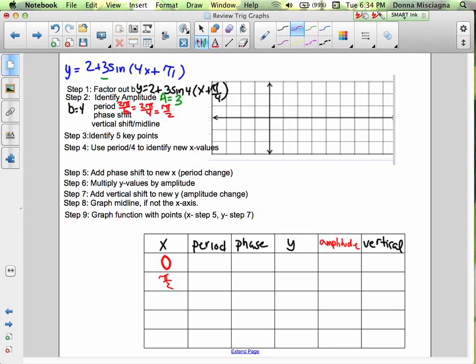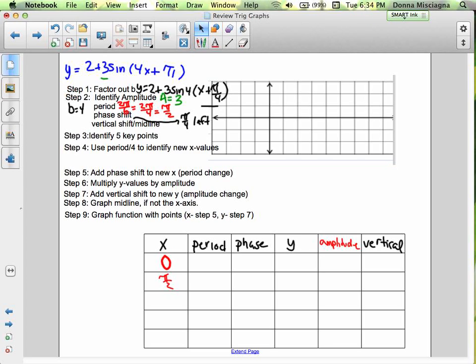All right, now I want to identify the phase shift. So now the phase shift is what's added to x. It's right in the parentheses there. If you have no parentheses, you have no phase shift. Remember that there's a negative in the equation, so it's x minus c. So if we see a plus, it's really minus a negative. So the phase shift, I'm going to have to write it over here, is pi fourths to the left, or negative pi fourths, either way you like to think of it.